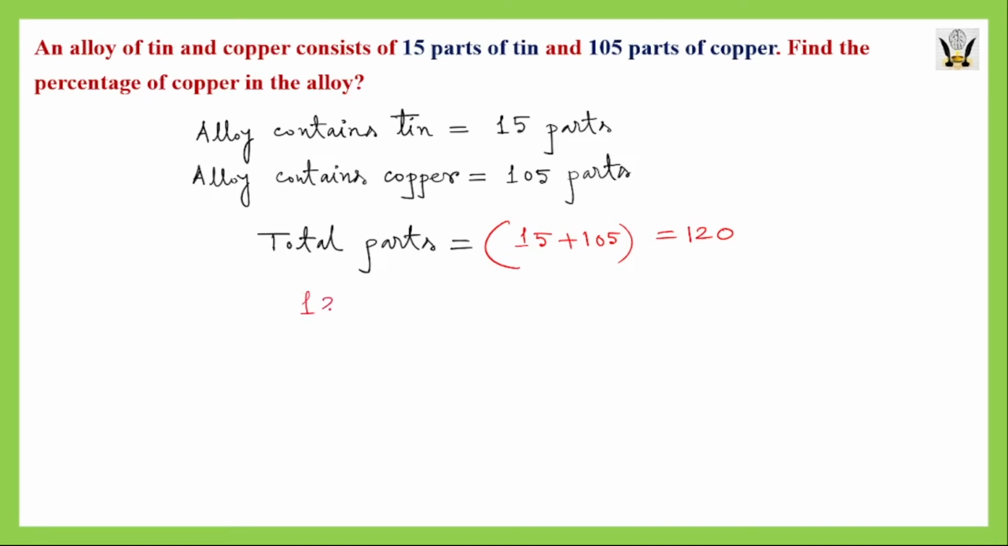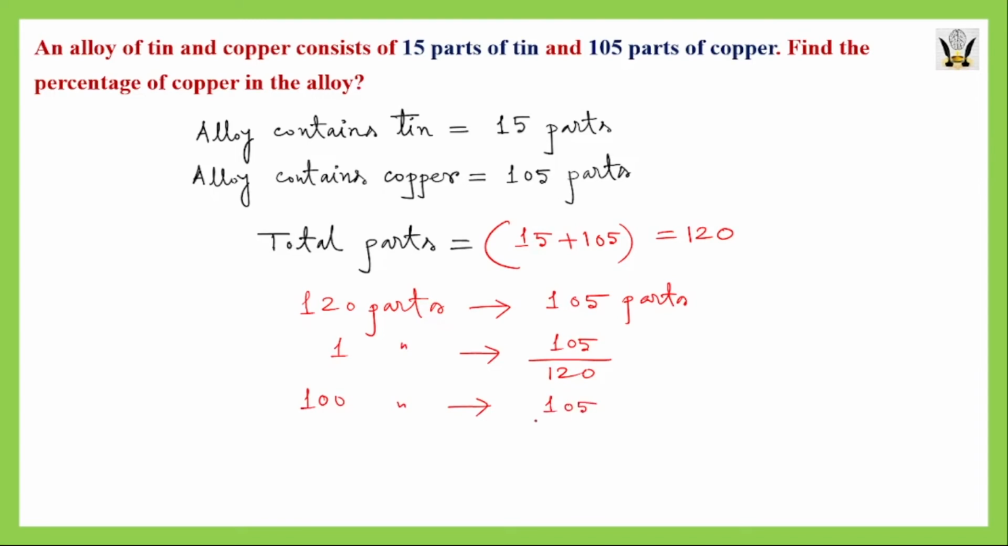So out of 120 parts, how many parts are of copper? Copper is 105 parts. And then out of 1, how much will be the parts of copper? It will be 105 divided by 120. So out of 100 parts, how much will be the parts for copper? It will be 105 divided by 120, and that will be multiplied by 100. So it will be 87.5, and that will be in percentage. So this is how we simplify.